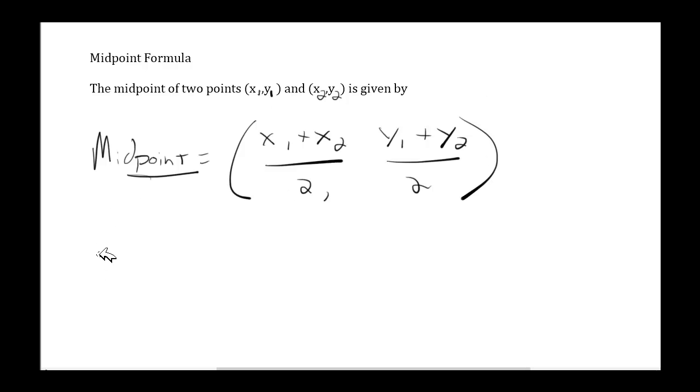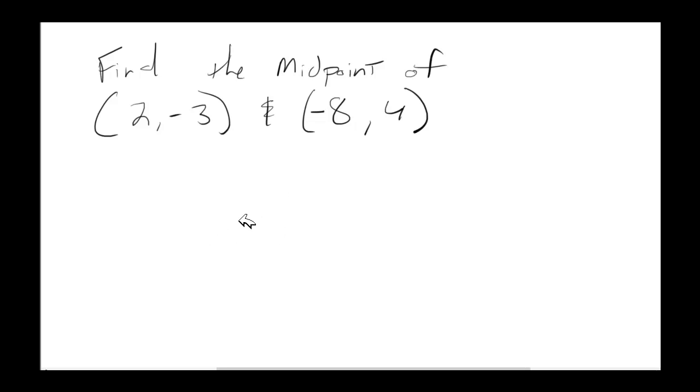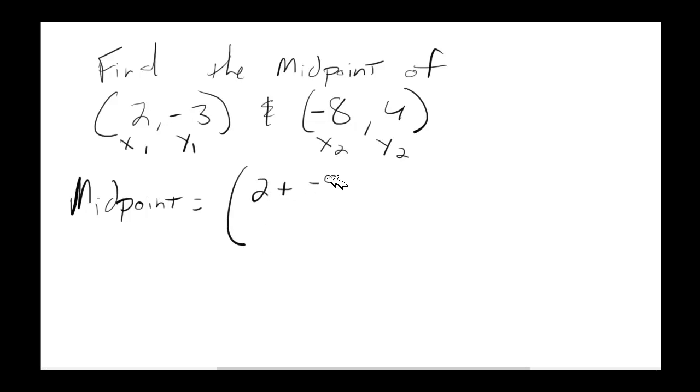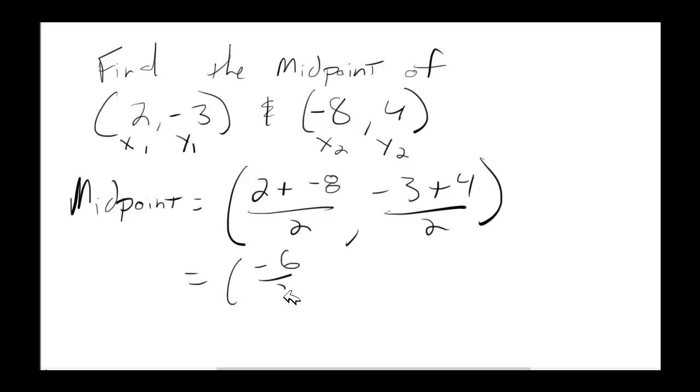So let's look at an example. Find the midpoint of the ordered pair 2 comma minus 3 and minus 8 comma 4. Again, I'm going to work left to right, so I'm going to let this be x1, y1, and this be x2, y2. So our midpoint is equal to, parentheses, x1 plus x2 divided by 2, comma, y1 plus y2 divided by 2. Let's see, 2 plus a negative 8 is minus 6 over 2, comma, minus 3 plus 4 is 1 half.